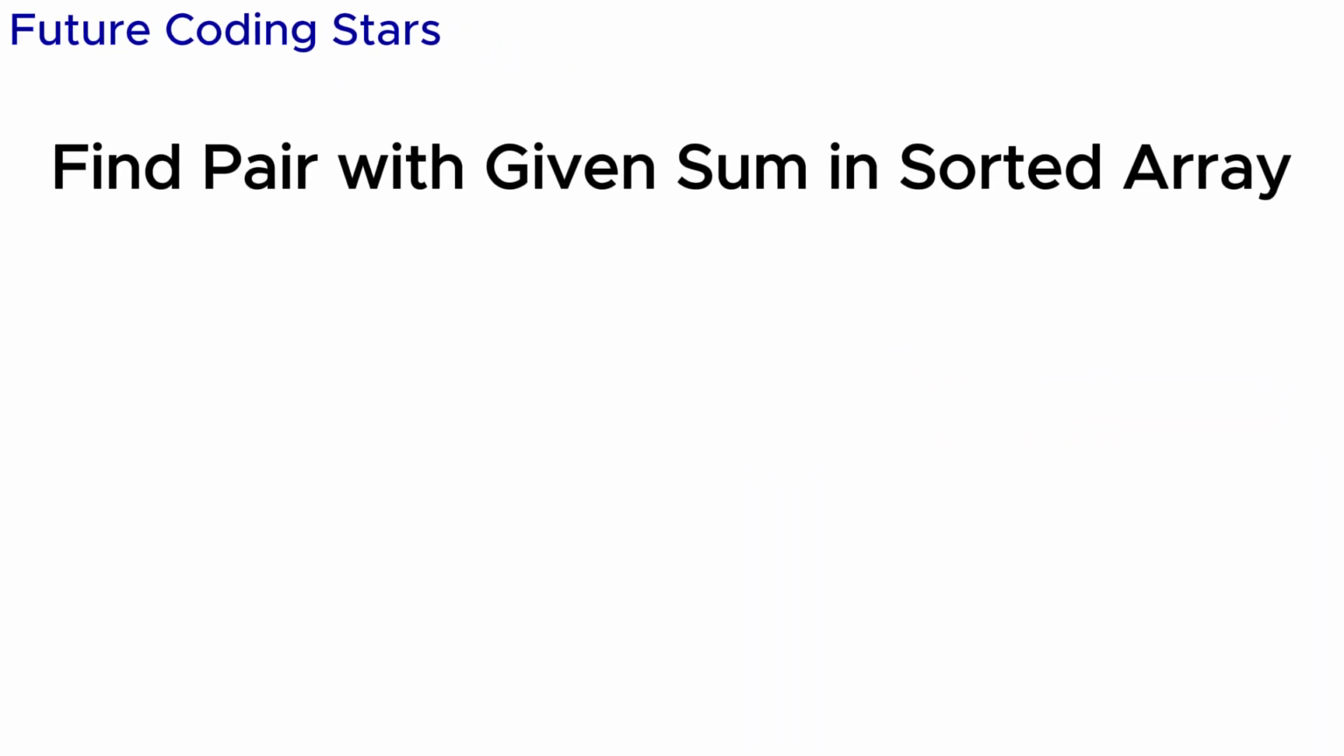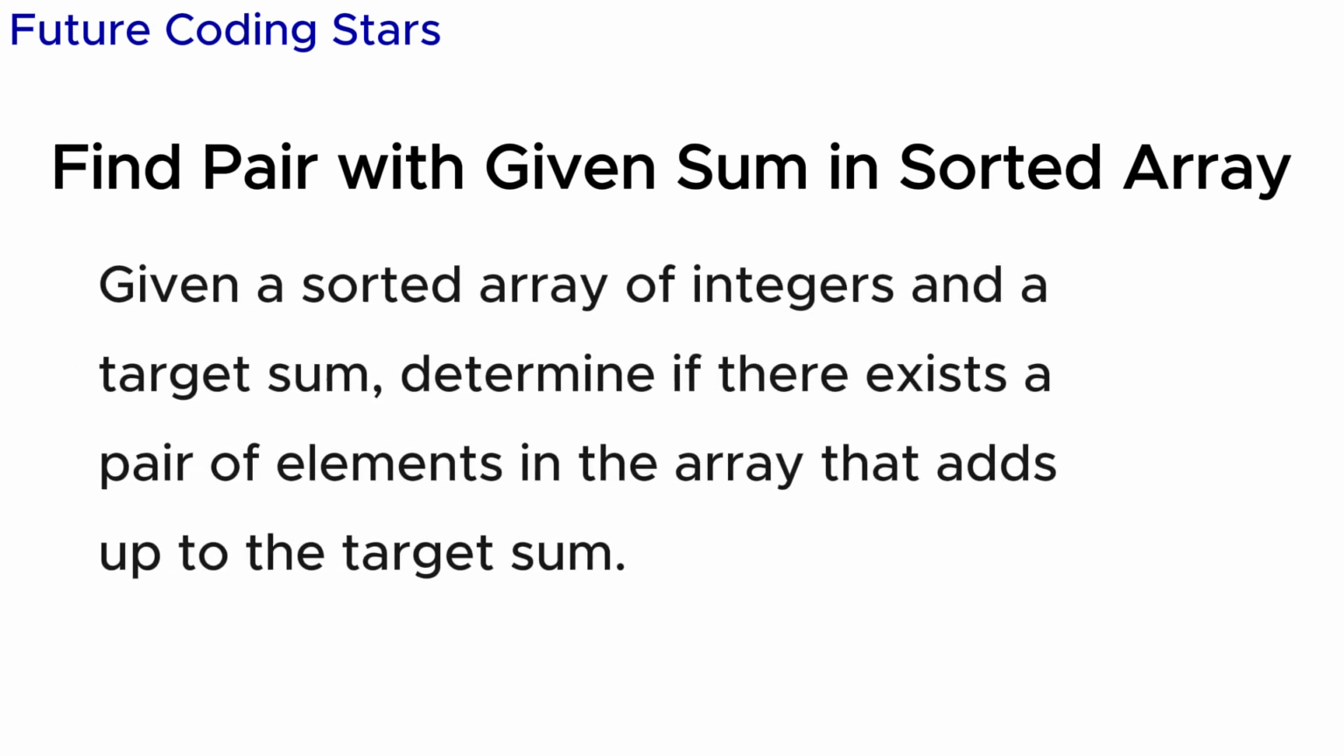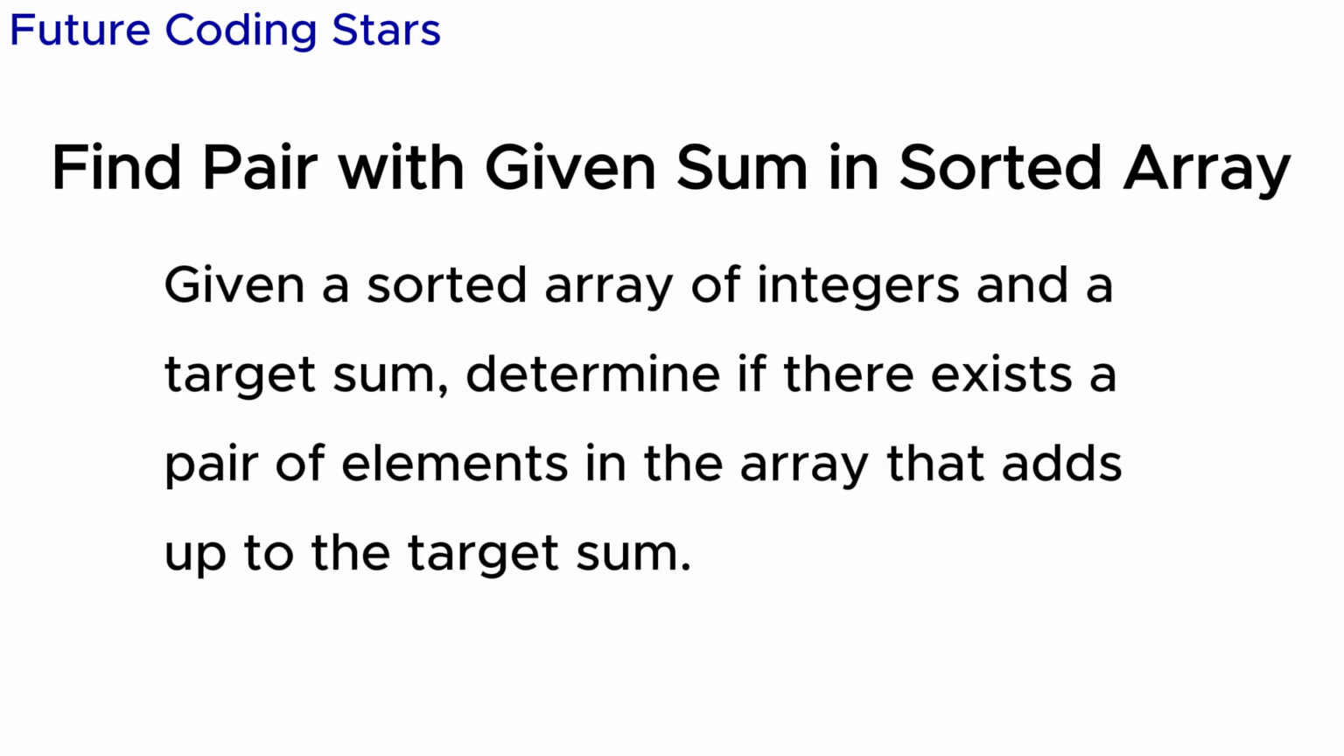All right, let's define the problem exactly as you might see it in a technical interview. You are given a sorted array of integers and a target integer sum. Your task is to determine if there exists any pair of elements within that array that adds up to exactly the target sum. You just need to say yes, true, or no, false. You don't need to return the pair itself, just whether it exists.